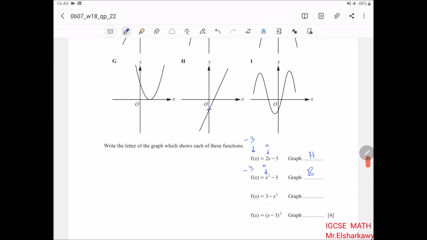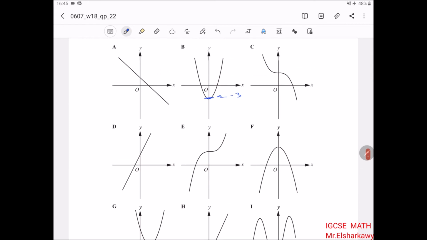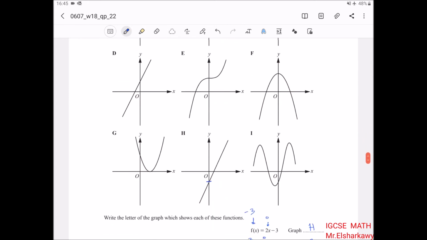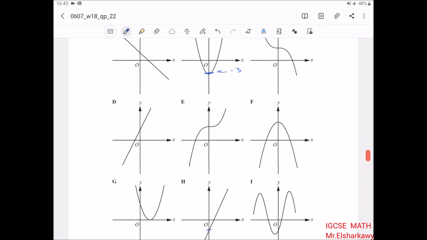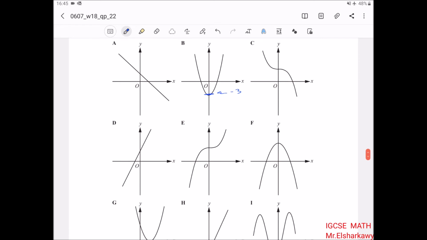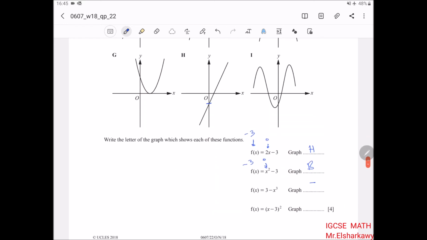The third one, f of x equals 3 minus x cubed. So we can see that x cubed is either E or C. But this is minus x cubed. So minus x cubed looks like C, because E is the curve of x cubed. But C has the opposite graph, so it's the one that we want. This is C.